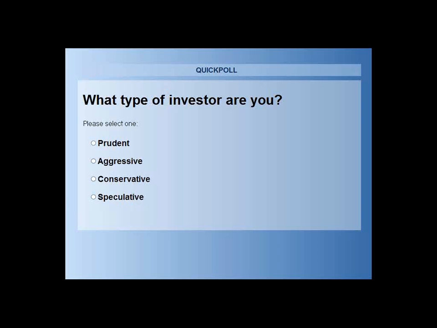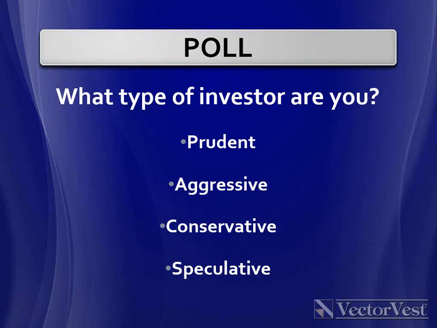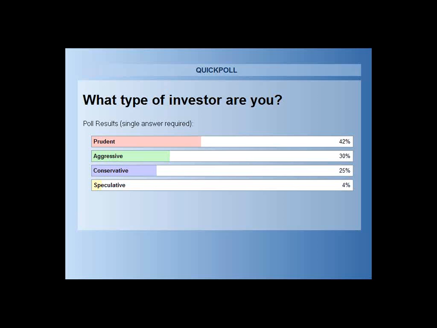It looks like almost 75% of the room voted, almost 80%. Let me close the poll and display the results. Let me share the results with everybody, so you can see your fellow attendees and who's in the room. I don't know if this is in the order just because I put it on the slide and poll this way, but 42% of you say you're prudent, 30% aggressive, 25% conservative. That's interesting. I didn't think we'd have that many conservative, and 4% speculative.